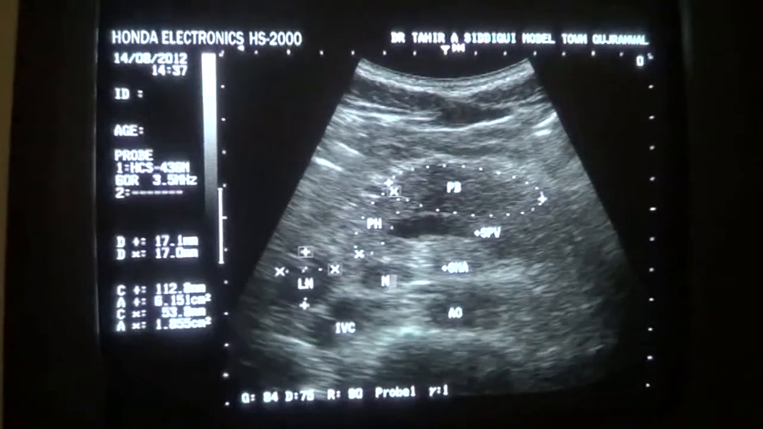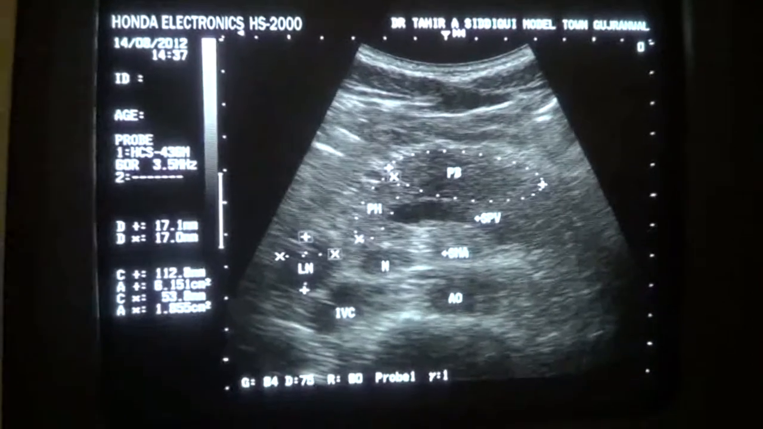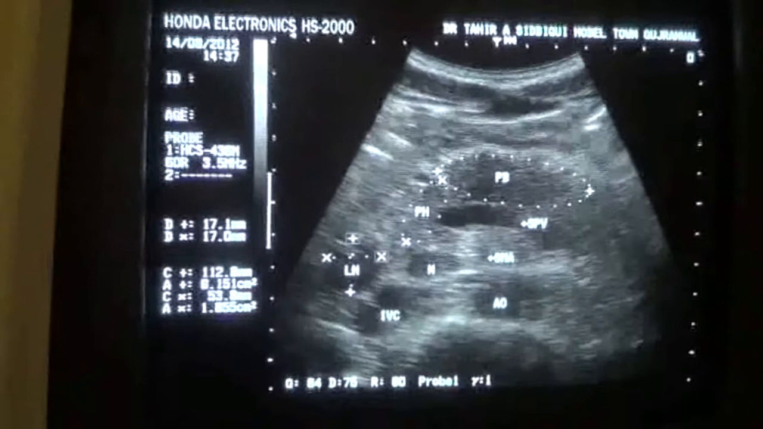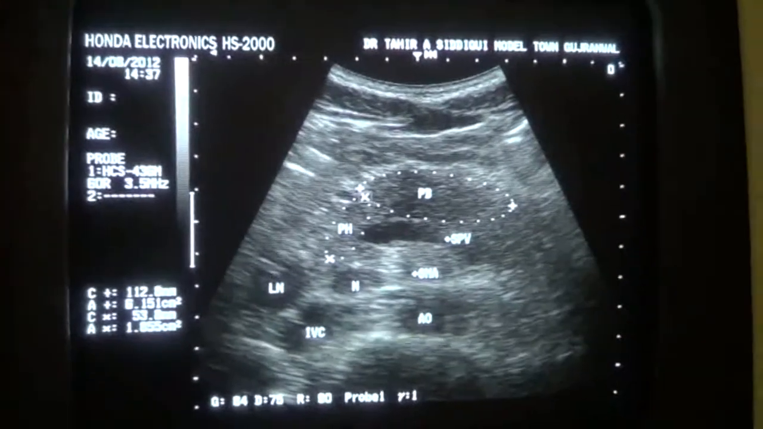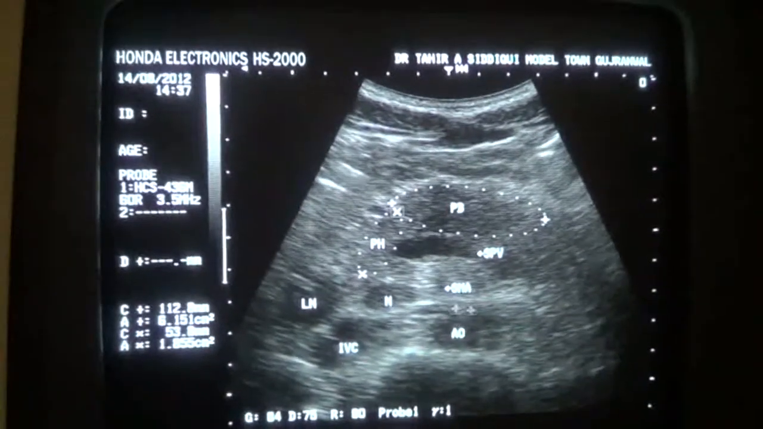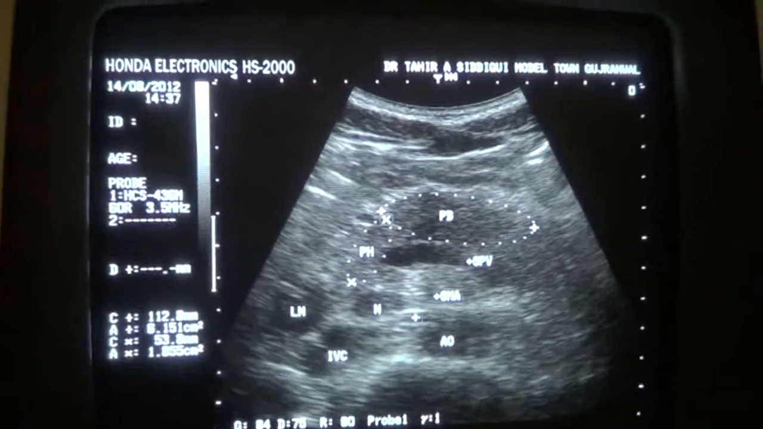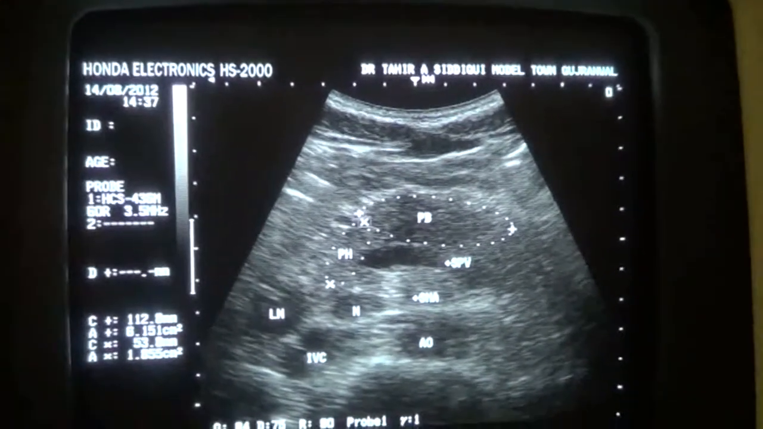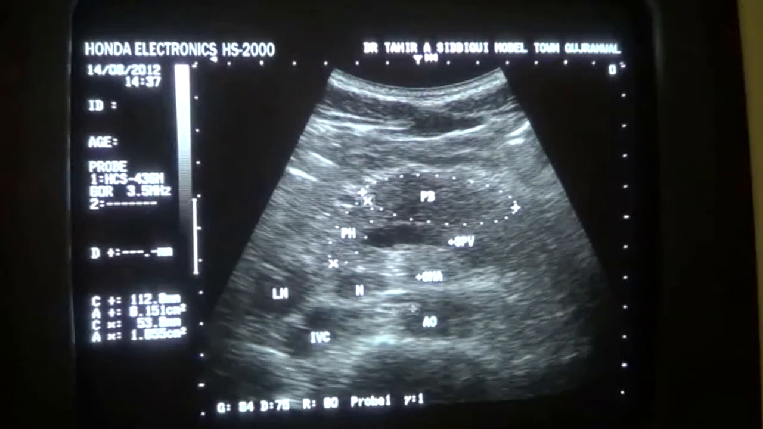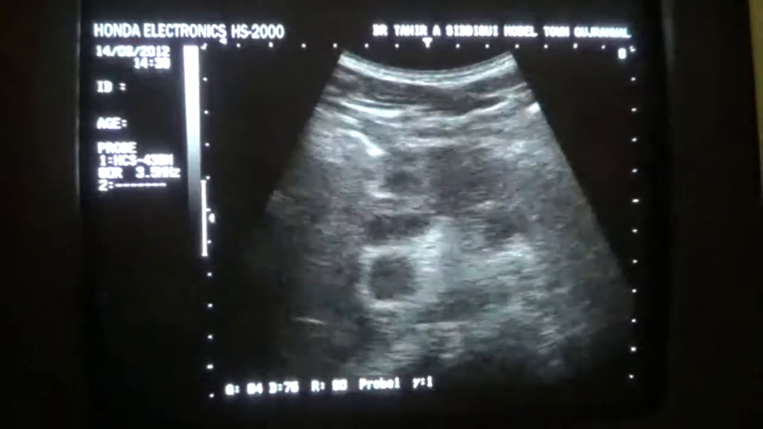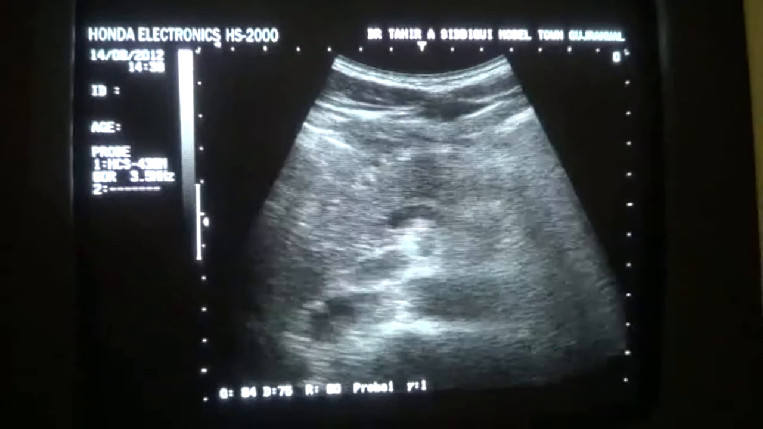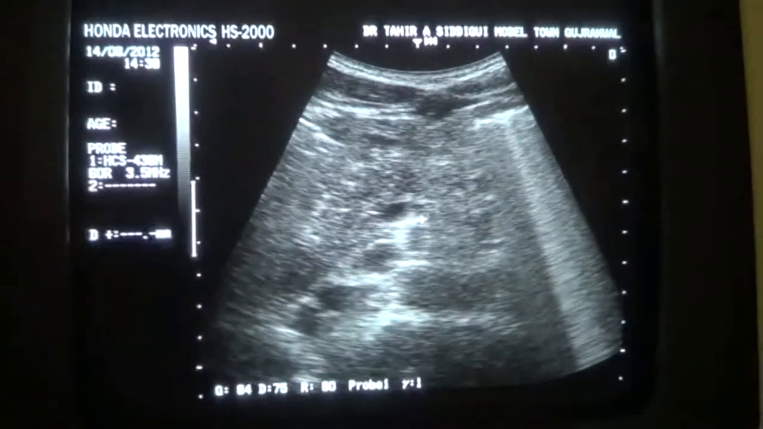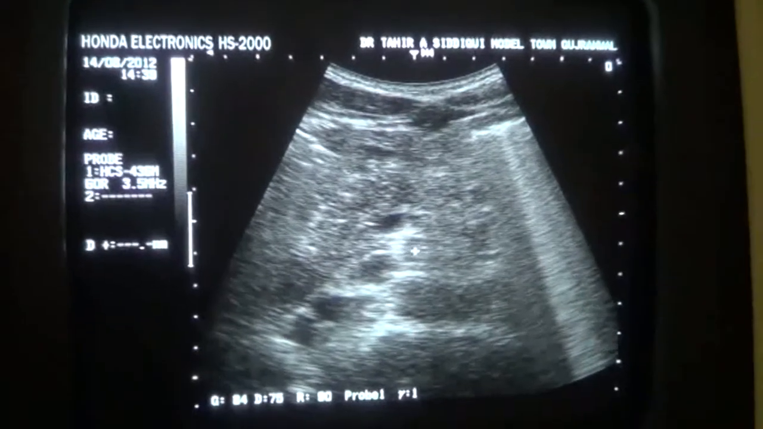N will mean node. So there are two lymph nodes seen in this plane. Now this vessel that is coursing anterior to the aorta is the left renal vein that is entering the IVC. So this is the plane, and here you can see that this is the superior mesenteric artery.